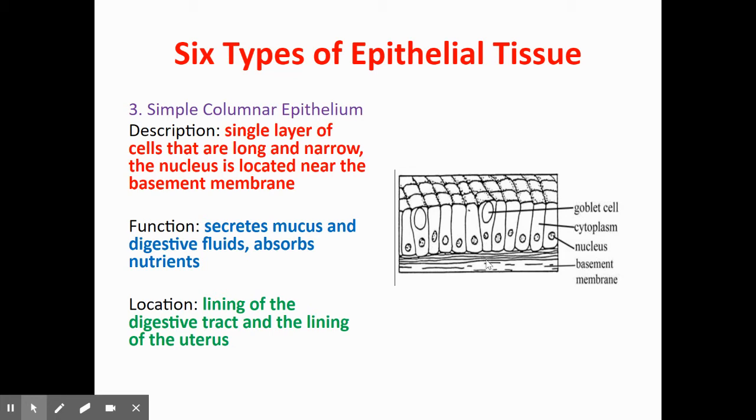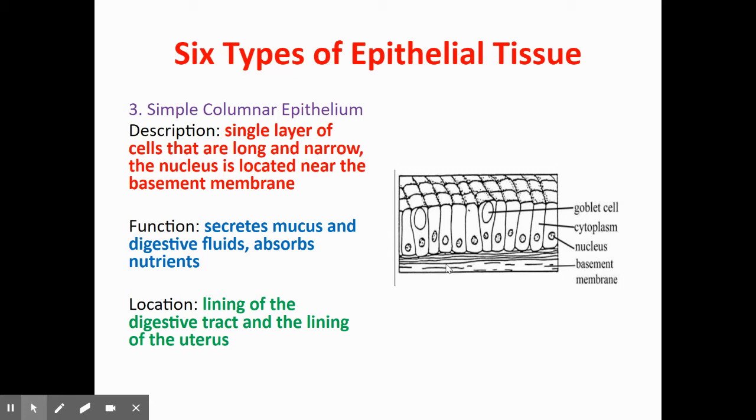One of the easy ways to find these in the microscope is that the nuclei are usually going to be located towards the bottom. They're not going to be at the top. They're not going to be in the middle. They're going to be towards the bottom of these cells. The purpose of these cells is to secrete mucus and digestive fluids, and they're also going to absorb nutrients.